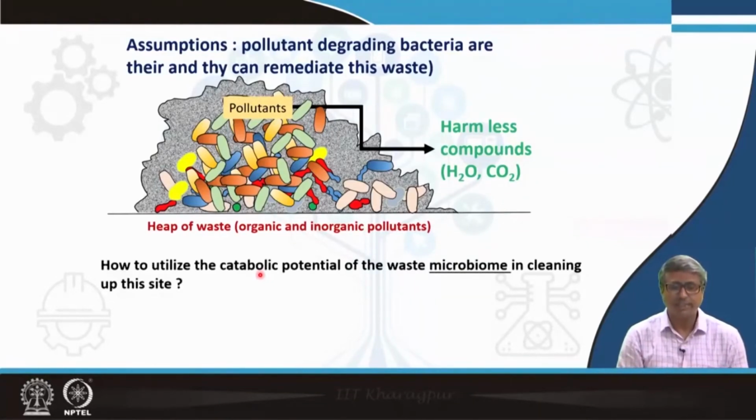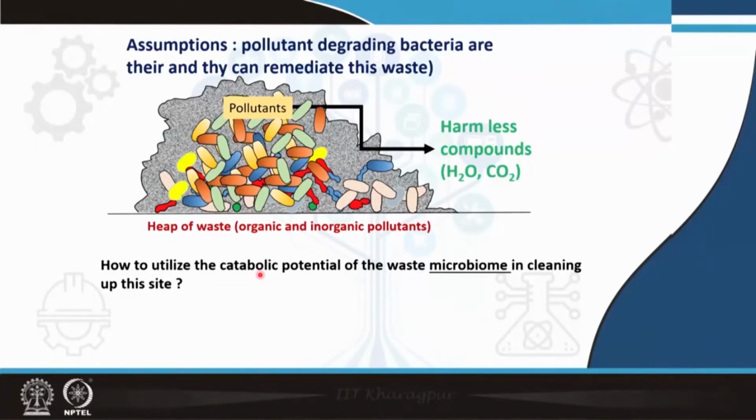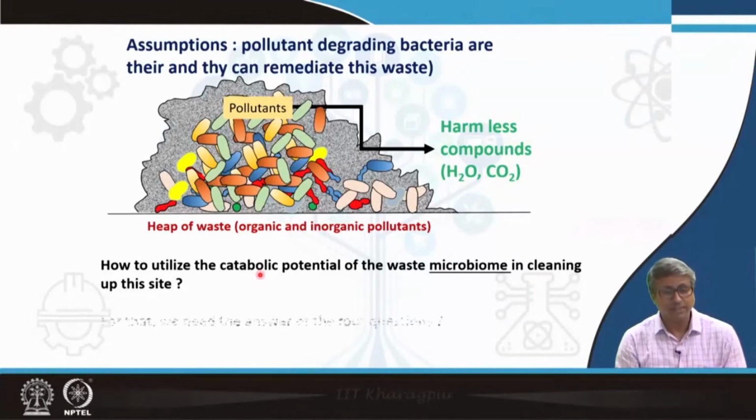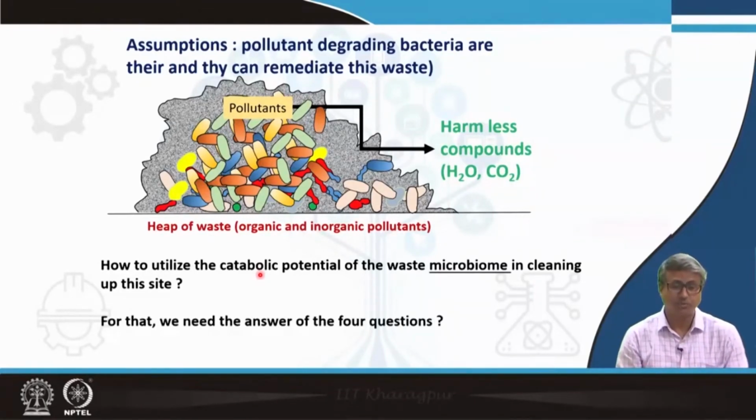But how do we utilize the catabolic potential of the waste microbiome in cleaning up this site? Around the globe we see there is a huge problem with dump sites and other contaminated waste. In most places natural microorganisms are there, but how do we utilize these natural microbial abilities, this catabolic potential, to clean up these sites? The answer to this question is not so simple, because it lies with the 4 questions that we initially posed. If we can answer the 4 questions, then we will be able to address what we need to do in order to harness the ability of these natural microorganisms present in a particular site for the pollution abatement of that environment.